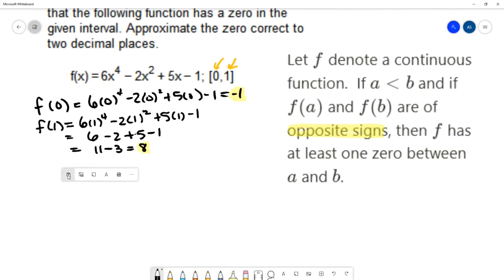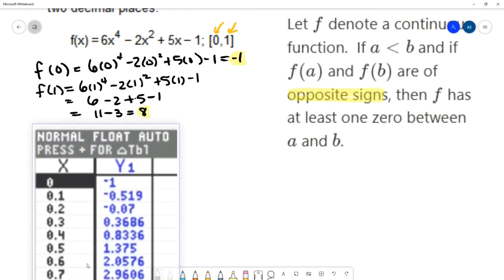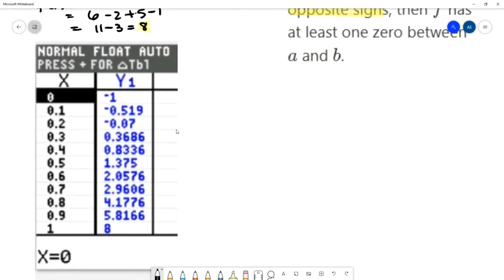So using the intermediate value theorem, it says that if we have a change in the sign, if we have opposite signs, then we are guaranteed to have a 0 between them. So looking right here, I have a change in the y values negative to positive, so that means I've now narrowed my window down.